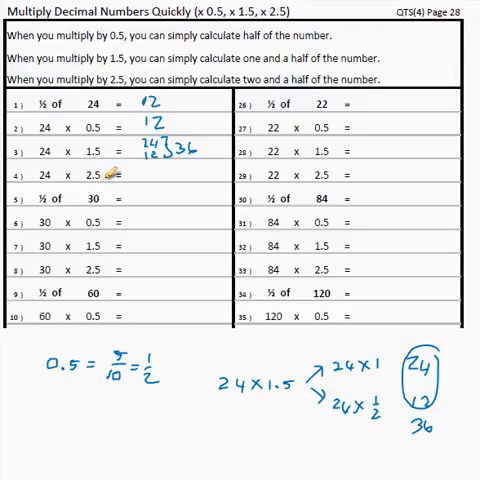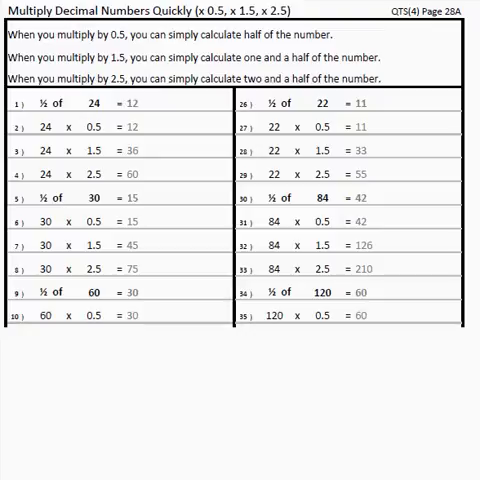24 times 2.5. You would say 24 times 2, which is 48, and 24 times a half, which is 12. And that added up gives you 60. Okay, pause the video, you try to do the rest. I'm moving to the answers. There are the answers, please check. Pause the video to check, I'm moving on.